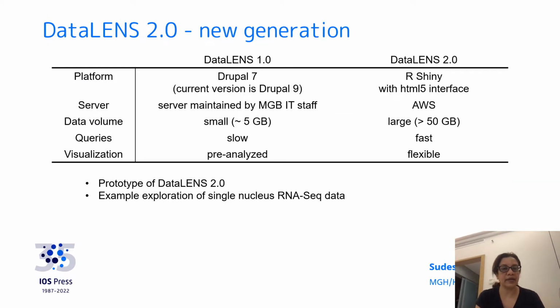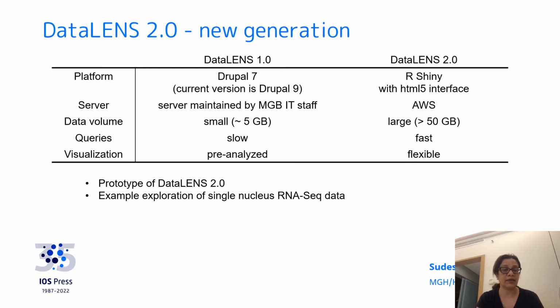DataLENS currently is hosted on Drupal, which is an open source content management system. It is built on Drupal 7, and the current version of Drupal is Drupal 9, so it's been outdated. We plan to develop DataLENS 2.0 using state-of-the-art tools such as RShiny with an interactive HTML5 interface. DataLENS is hosted on our institutional servers and maintained by our IT staff. We plan to host it on the Amazon Web Services and make it an open platform.